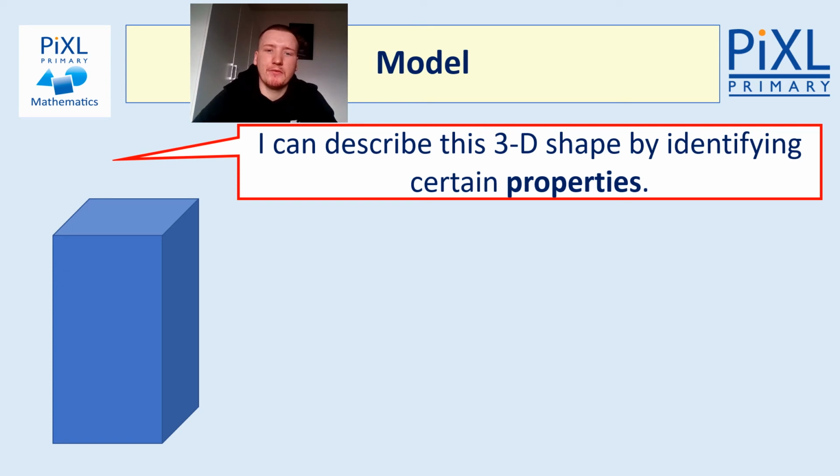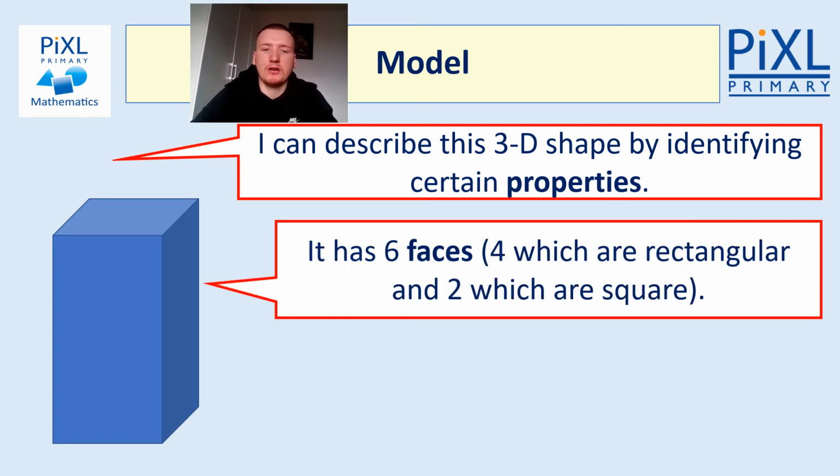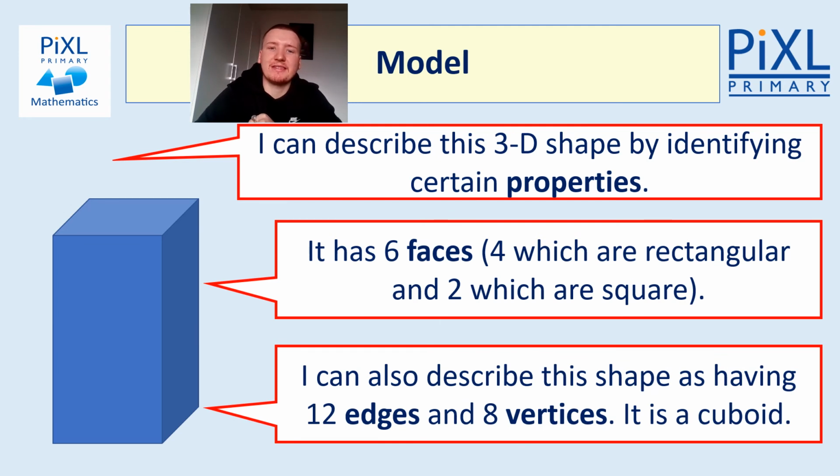So, to run through them, of course, the first thing I asked you to look at was the faces. We have got 6 faces on a cuboid, 4 are rectangular faces, and 2 are square faces. So 4 add 2 equals 6 faces.